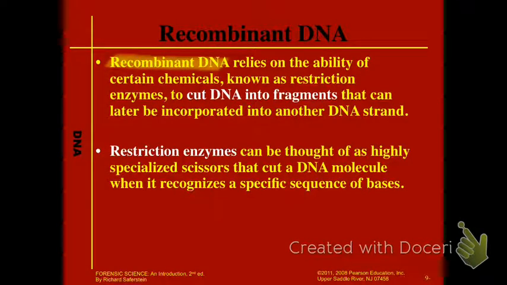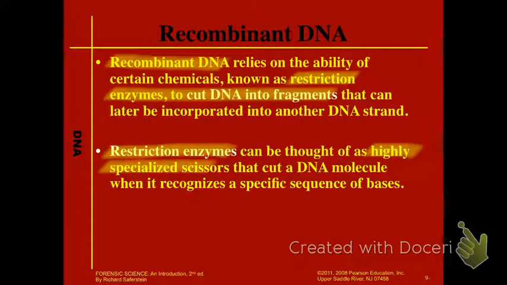Recombinant DNA relies on restriction enzymes to cut DNA into fragments. Restriction enzymes come from bacteria, and they're basically highly specialized scissors. They cut DNA molecules at a specific sequence of bases.